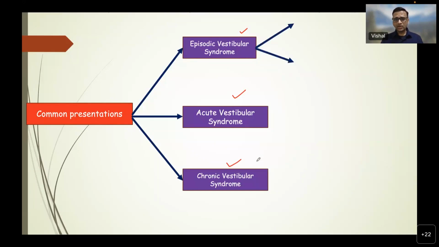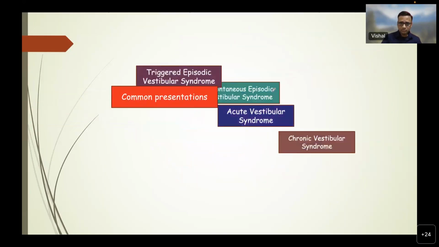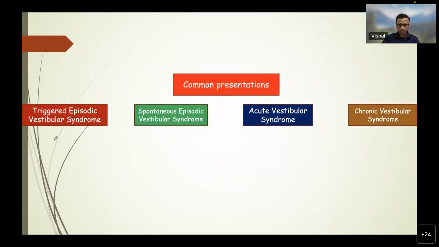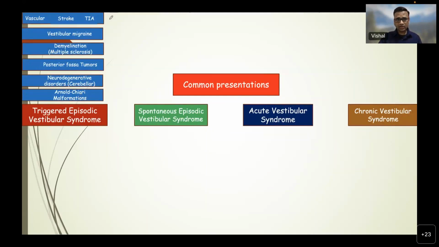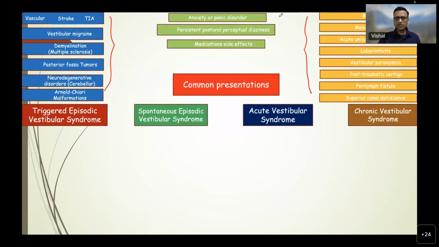Each of these syndromes can be divided into triggered and spontaneous. But specifically, this triggered and spontaneous distinction is applicable to episodic vestibular syndrome, in which the patient can either have triggered episodic vestibular syndrome or spontaneous episodic vestibular syndrome. Now we have divided the vestibular syndromes into four parts. So these are the common central causes, and these are the common peripheral causes, and these are some other or functional causes. And let us see how these causes fit into these syndromes.